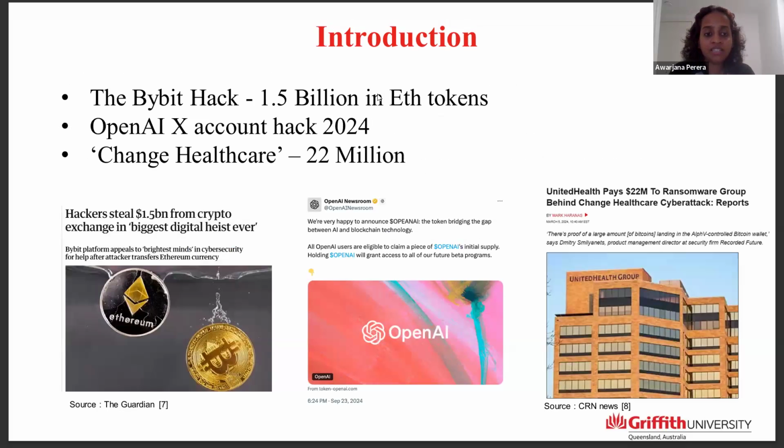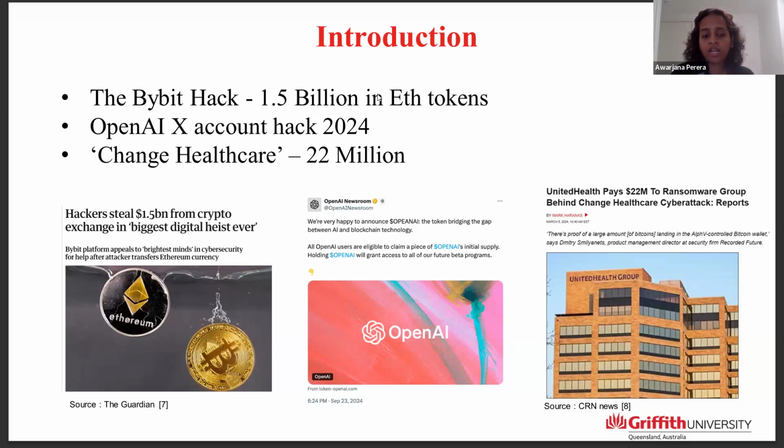And these are some recent blockchain-based attacks that happened within a couple of months and last year. The very recent one is this Bybit hack, which happened just one week ago. And this hack resulted in a 1.5 billion USD loss in Ethereum tokens. And then we also had the OpenAI X account hack back in last September. This was done by a group of attackers who hacked the OpenAI X account to post an advertisement on cryptocurrencies.